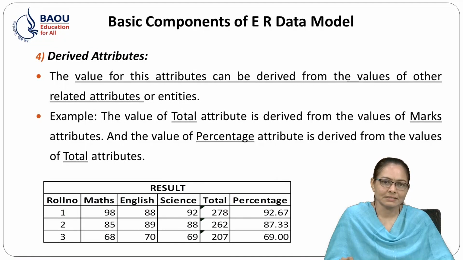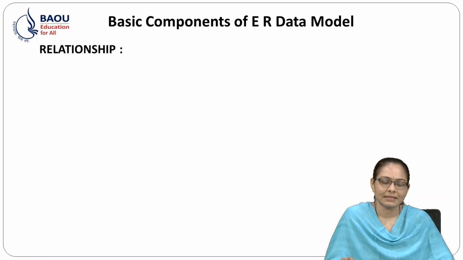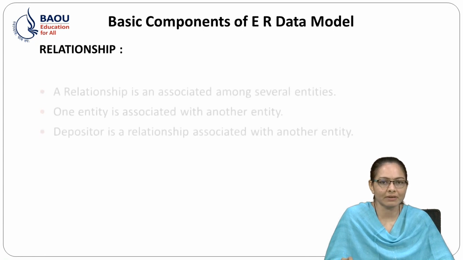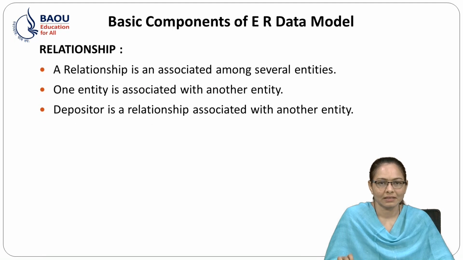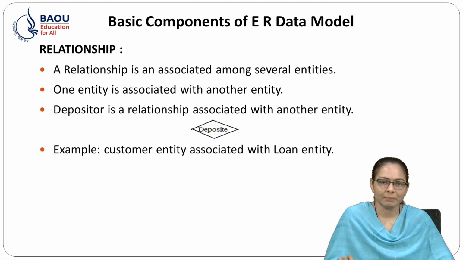Now the next is relationship. What do you mean by relationship? A relationship is an association among several entities. One entity is associated or related with another entity, and that is called a relationship. Depositor is a relationship. See in the figure, a diamond shape is used for the relationship.